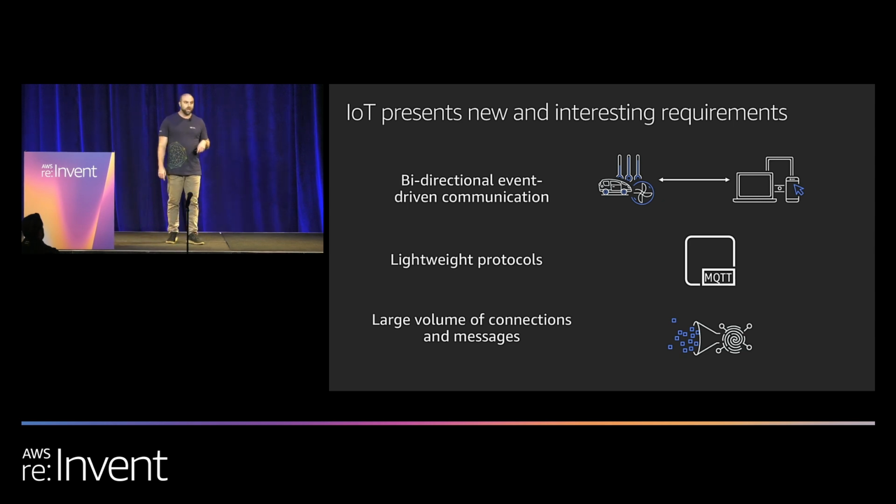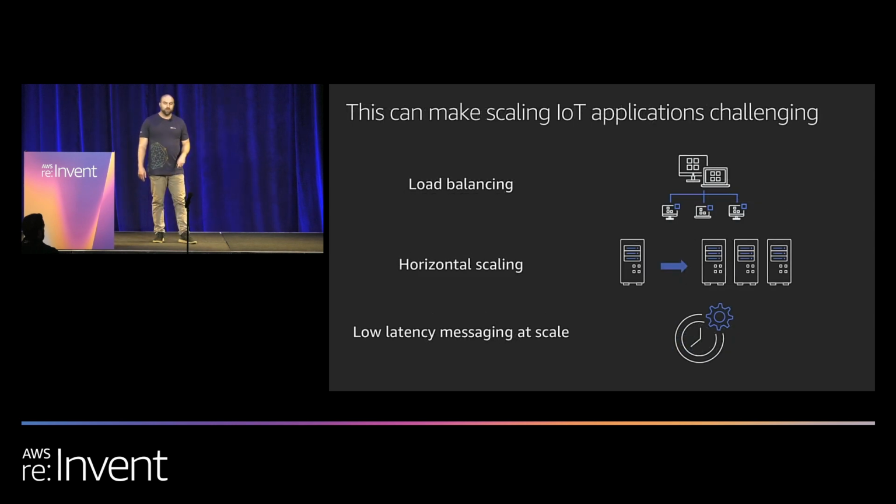In addition, IoT applications often require the use of lightweight protocols, so protocols lighter than HTTP, things like MQTT. And this could be because your devices are resource constrained, or it could be because they're operating on constrained networks or networks where you're actually paying for bandwidth, things like cellular networks. And finally, IoT applications need to be able to handle massive scale, often handling hundreds of thousands or even millions of concurrently connected devices. And these requirements are presenting some new and interesting scaling challenges.